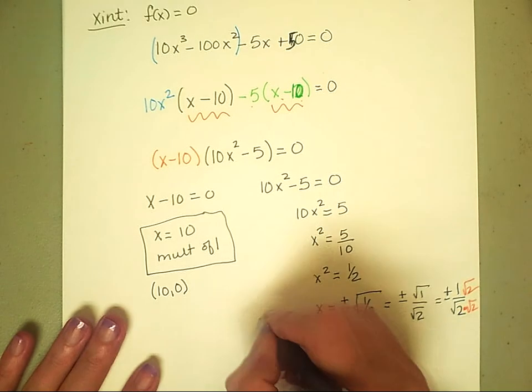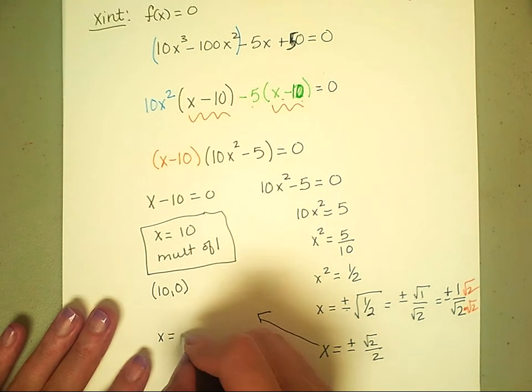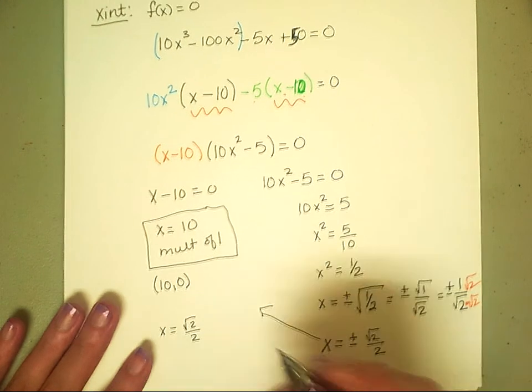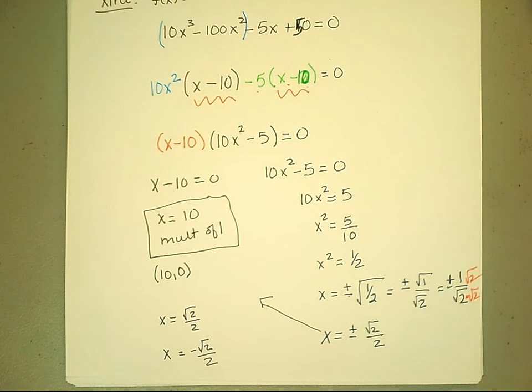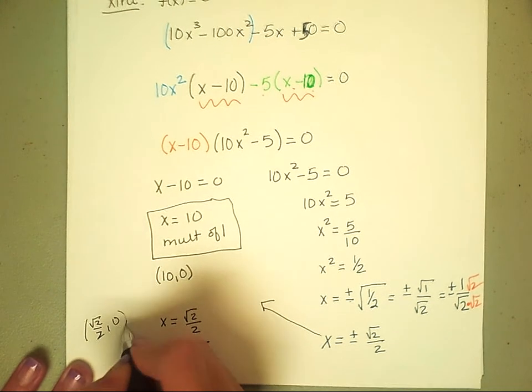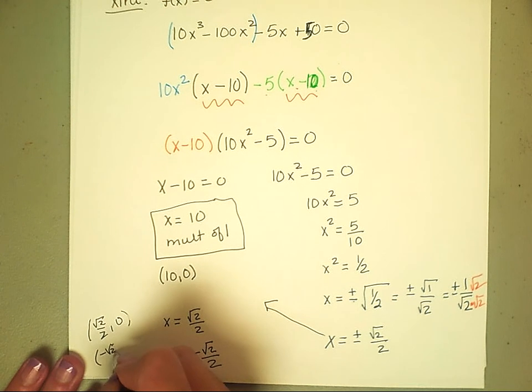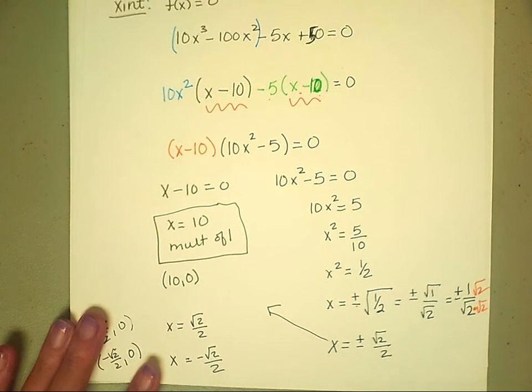Okay. Now we have to be careful here. What we really have is two solutions. We have either that x equals the positive square root of 2 over 2, or x is equal to the negative square root of 2 over 2. So it leads to one x-intercept, square root of 2 over 2 comma 0, and another, negative square root of 2 over 2 comma 0.